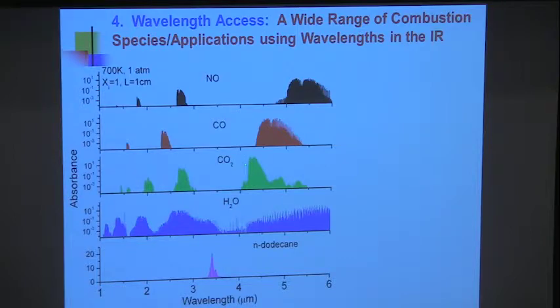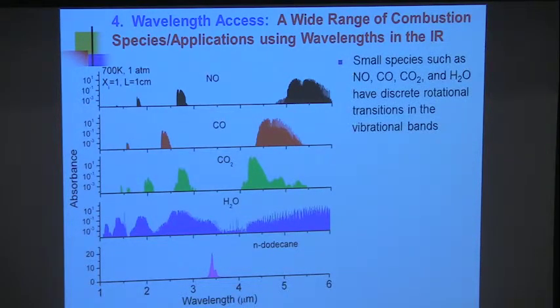I think I showed this before. The good news about water is that water is absorbed everywhere, and the bad news is that water absorbs everywhere. So you have to kind of search for windows through the water vapor if you have water vapor present. We do a lot of work with hydrocarbon fuels. And here's an example with n-dodecane. That's C12H26, I guess. It has an absorption around 3 microns that's associated with the so-called CH stretch of that molecule. So these are some species we would care about. And these are some wavelengths that we can readily access.